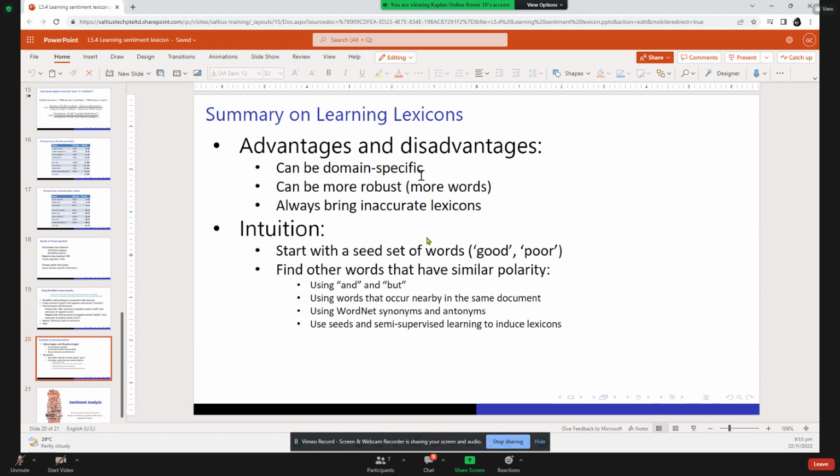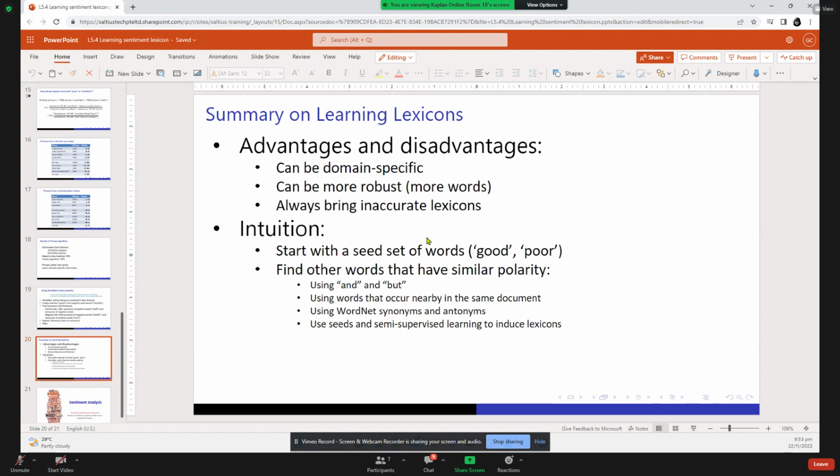So, in summary, on learning lexicons, some of the advantages and disadvantages are that it can be domain specific, and new words can come up, right? With lexicons, you can make a more robust model, and we have seen certain algorithms that use the similarity index and then try to come up with the phrases itself. It doesn't consider the individual words and so on.